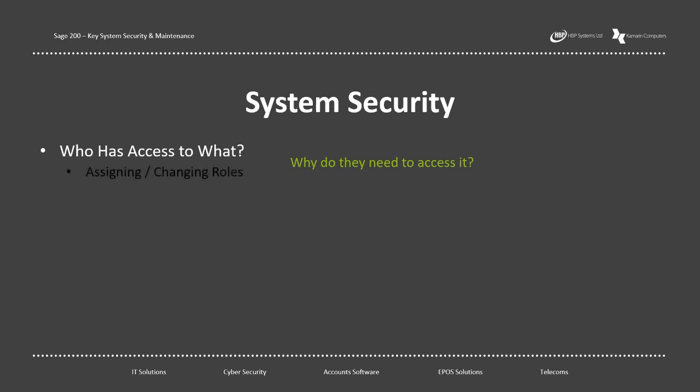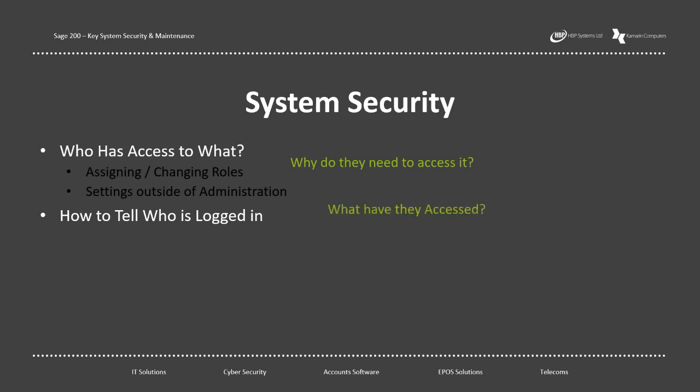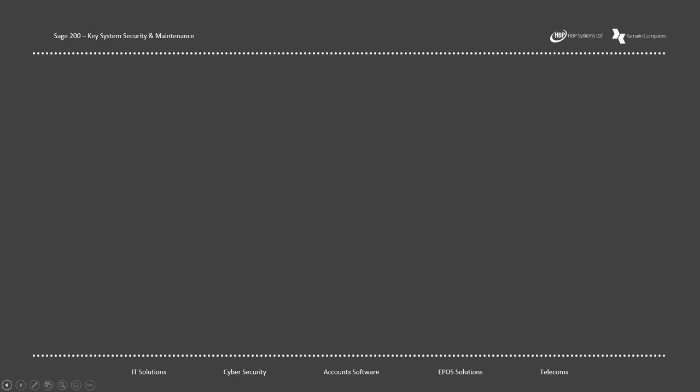So these are done through roles. We're going to look at assigning and changing roles, and then some settings that are outside of the system administration of Sage 200 but are actually within Sage 200 itself that are also important to consider. We're going to look at how we can tell who's logged on, when they've logged on, and also what they've accessed, because equally this will help us make those decisions around the roles that we're assigning to the users and what access people are given and where.